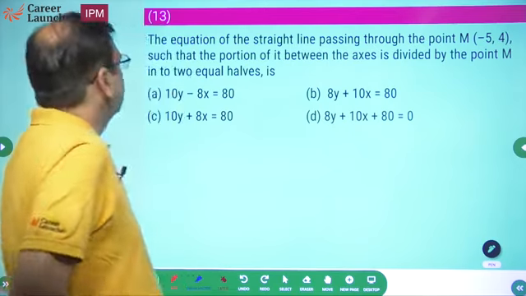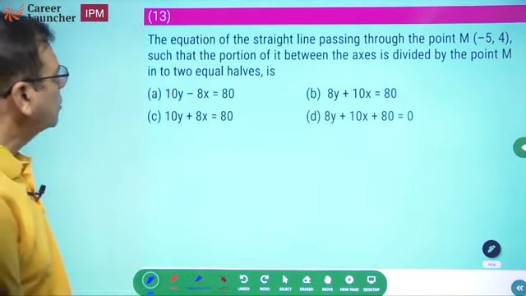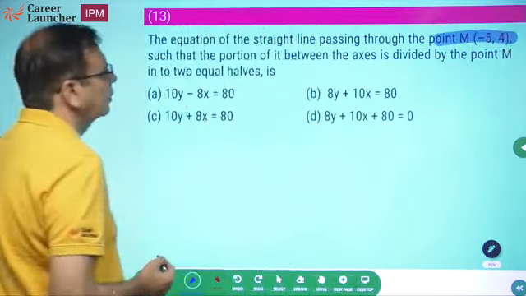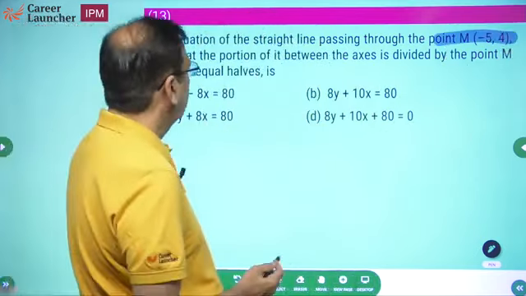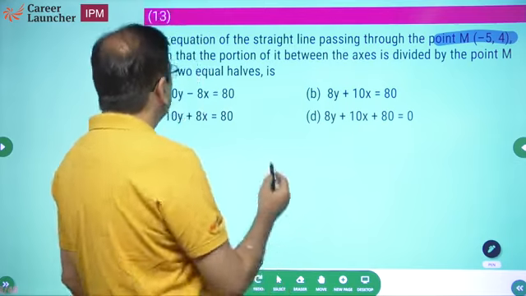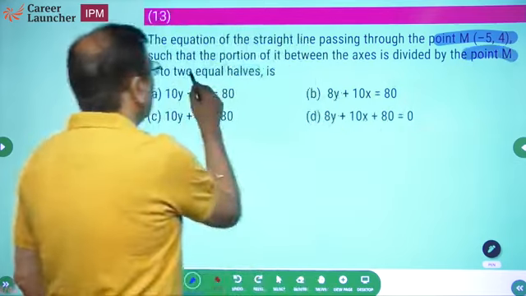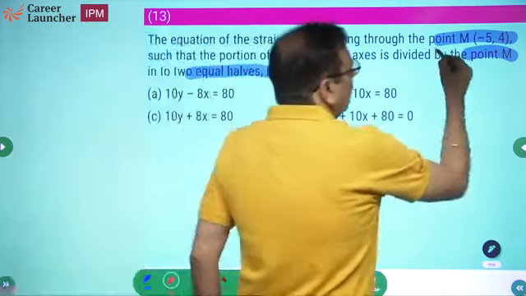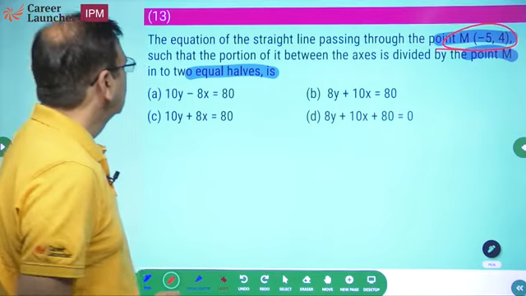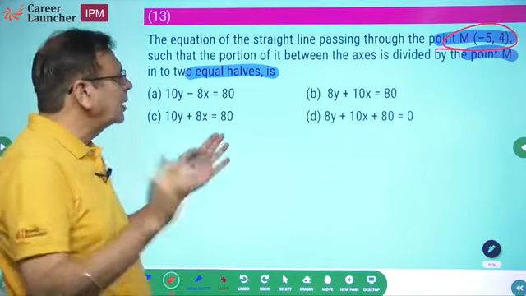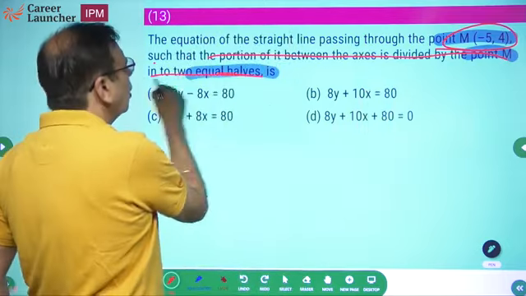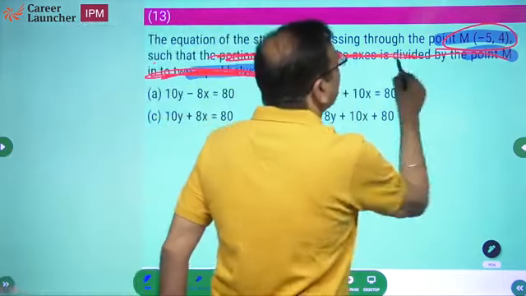Okay, 13th. Equation of the straight line passes through this particular point such that the portion of it between the axes is divided by point M into 2 equal halves. Okay, I did not understand the question. What did I understand? The point -5, 4 is a point on the line. That much I understood. This other part I did not understand at all, so I have just ignored it because I have not understood this separate thing at all.